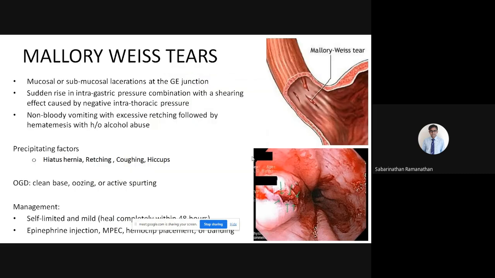So we will see some interesting conditions like a Mallory Weiss tear. It's a mucosal or submucosal laceration at the GE junction. It's because of a sudden rise in the intragastric pressure, combined with a shearing effect caused by the negative intrathoracic pressure. So non-bloody vomiting with excessive retching followed by hematemesis. Patients will have retching with vomiting followed by hematemesis. Particularly in patients with alcohol abuse and binge drinking, we can suspect a Mallory Weiss tear.